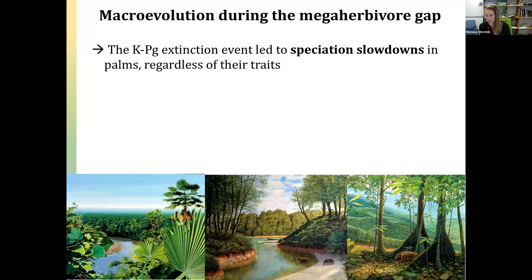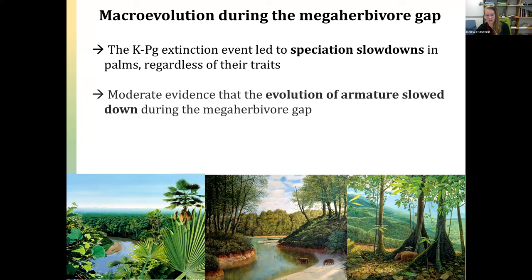So there may be generally a speciation slowdown because of changing conditions, because this mega herbivore gap, of course, coincided with lots of changes that may have changed the selective landscape, right? So we see increasing temperatures, we see the expansion of tropical forests, and these things may have led to changes in speciation rates. We do see that the evolution of armature or spines decreases during this time. And this may potentially be linked to the absence of mega herbivores that browse the palms and feed on the leaves, etc.